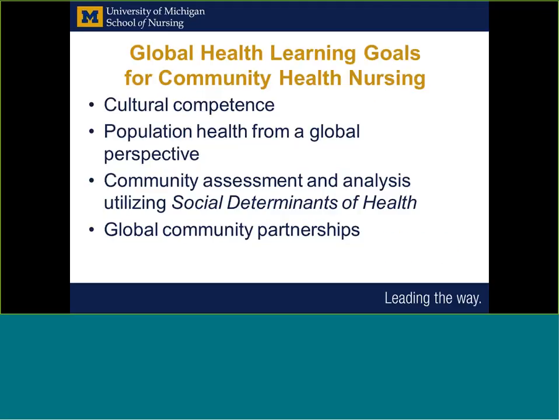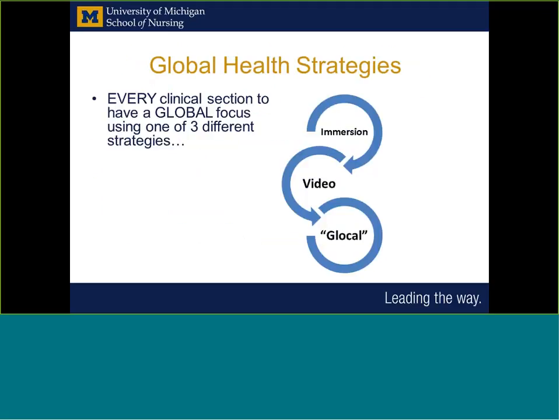Our goals for our community health nursing students include cultural competence, understanding population health from a global perspective, learning to use community assessment and analysis with the social determinants of health, and developing strong global community partnerships. Our strategy is a three-pronged strategy.